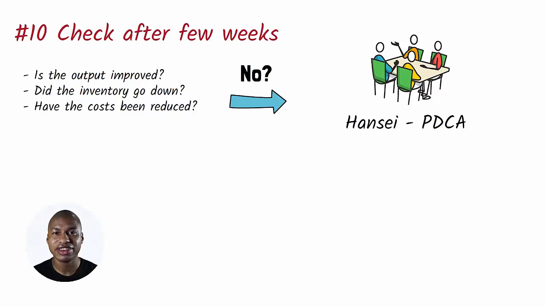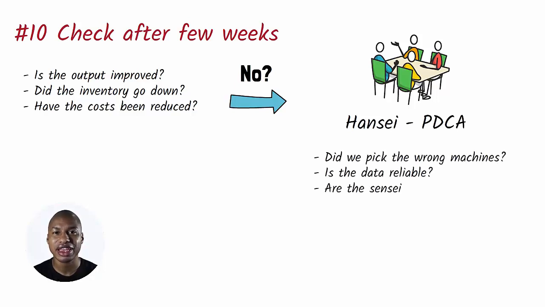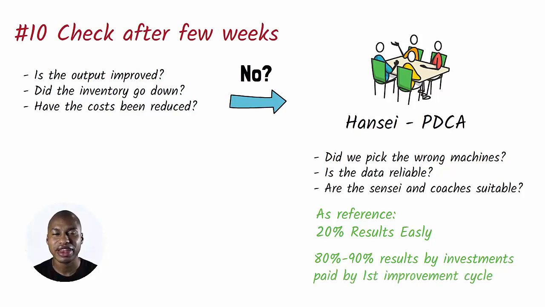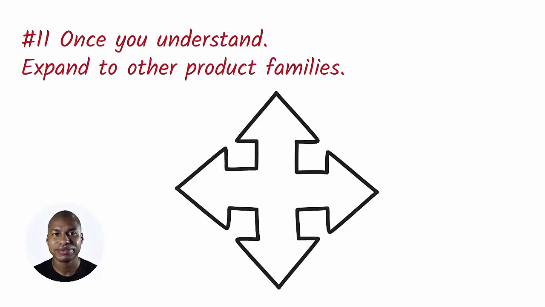Here are some possible reflections. Did we pick the wrong machine? Is the data reliable? Are the sensei and coaches suitable? From my experience, if you follow these steps, you can get 20% improvement without a big expense. To increase the results by 80 or 90%, the director will have to make more important investments that can be financed by the results obtained from the first implementation cycle. 11. Once you understand the method, it can be expanded to other product families.